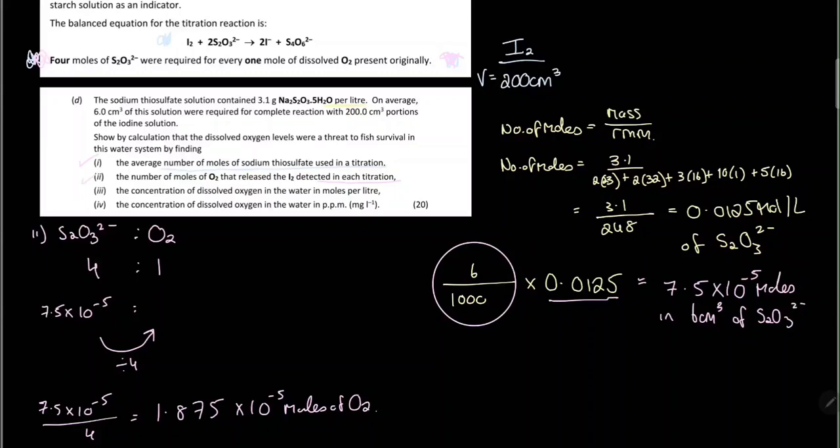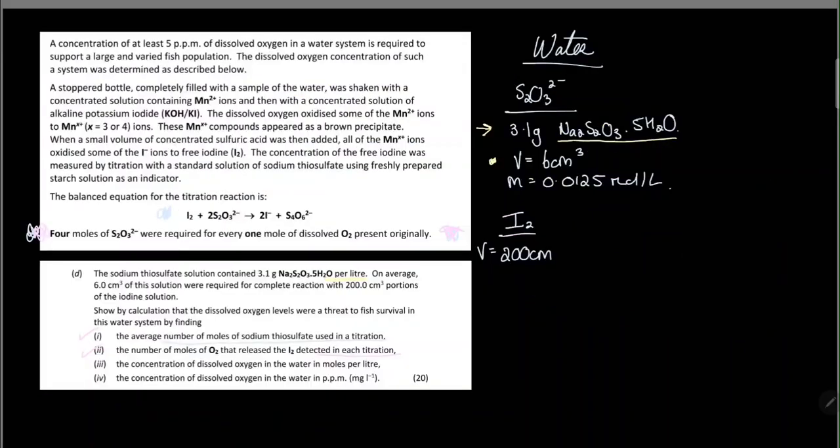That's your answer to part 2. Now the next question: the concentration of dissolved oxygen in the water in moles per litre. When they ask a question like this, the concentration, it's not asking for a specific amount of moles. You can usually use this formula.